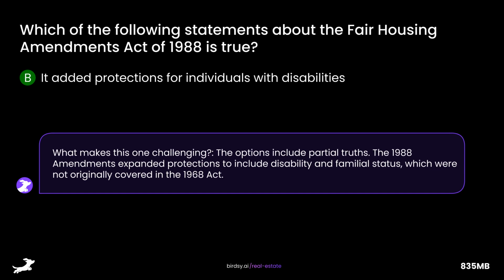What makes this one challenging? The options include partial truths. The 1988 amendments expanded protections to include disability and familial status, which were not originally covered in the 1968 Act.